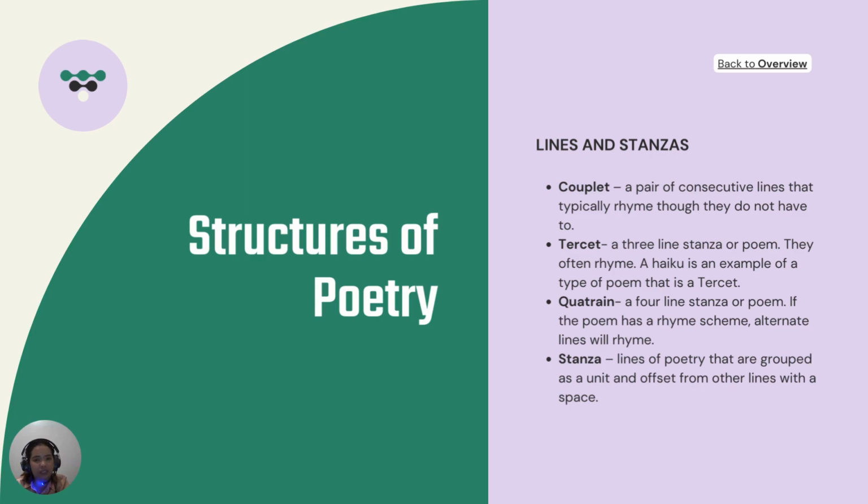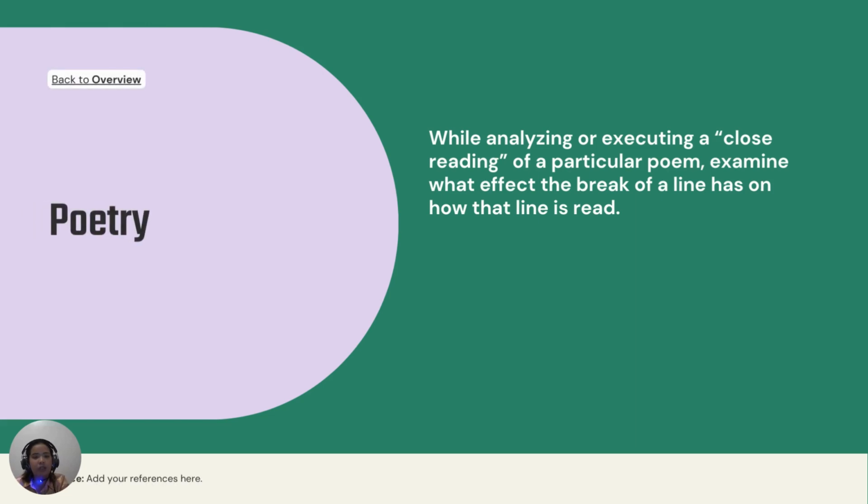So this is a 3-line only, a 3-line stanza poem. Okay? Next one is quatrain. This is a 4-line stanza or poem, the usual type of poem that we see in terms of structures of poetry, and it has a rhyming scheme where alternate lines will rhyme. Another one is a stanza. When we talk about a stanza, sometimes there are only 2 lines in a specific stanza, but the normal one is 4 lines within a stanza. Okay? So these are lines of poetry that are grouped as a unit and offset from other lines within a space. So let's now move on.